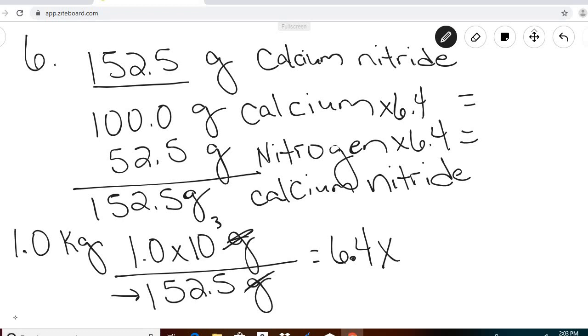I'm sorry, this might be 6.6. Let me check my math on that. Yeah, so with two significant figures, that would be 6.6 times.